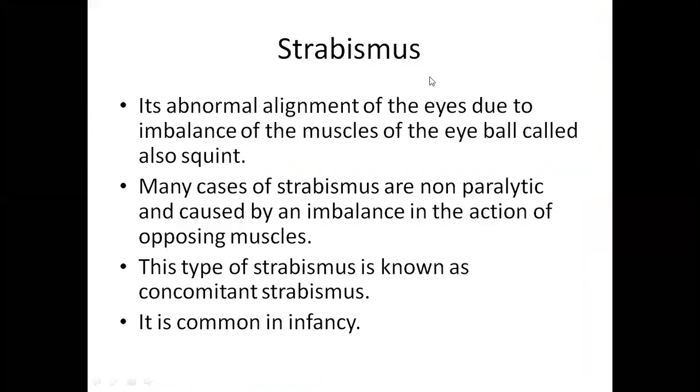Okay beta? So what is strabismus? It is an abnormal alignment of the eyes due to an imbalance of the muscles of the eyeball, also called squint. When the opposite muscles are not working properly, the patient will develop squint or strabismus. Many cases of strabismus are non-paralytic. The paralysis of the muscle is not there in many cases, but the imbalance of the action of the opposing muscles is actually the cause.